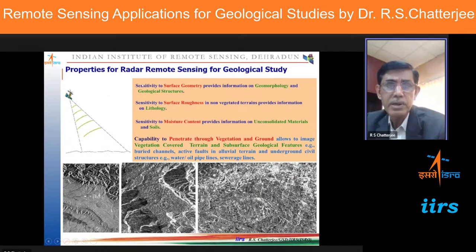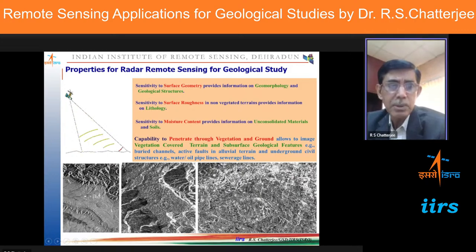Now you see, in the case of radar, radio detection and ranging, this is active remote sensing. In the case of optical and thermal, those are passive. We depend on the solar radiation, but here no.